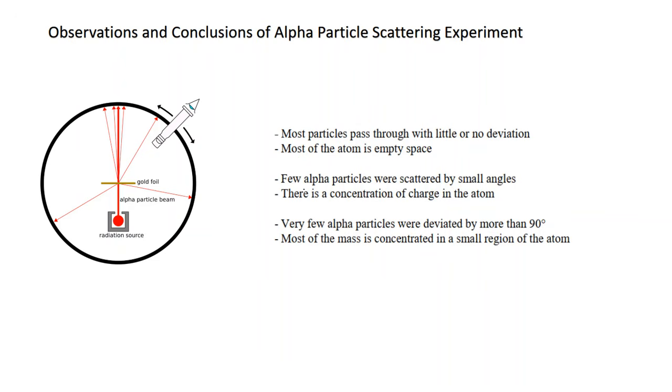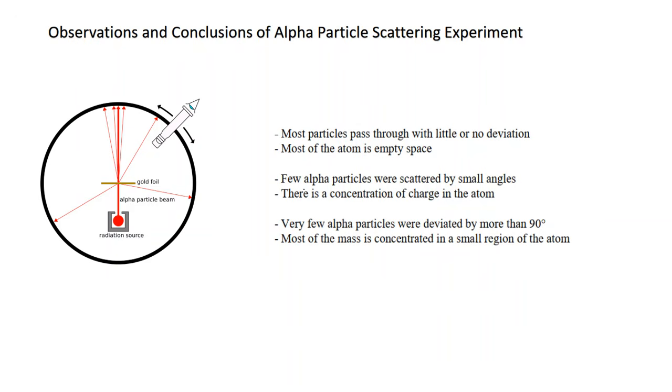So I have tried to arrange this in pairs. So there are 3 observations and 3 conclusions of this alpha particle scattering experiment. So first observation would be most of the alpha particles pass straight through with little or no deviation. This means most of the space inside an atom is empty. That's the first observation and the first conclusion. Second, few alpha particles were scattered by small angles. So there is a concentration of the charge in the atom. That is the second pair of observation and conclusion.